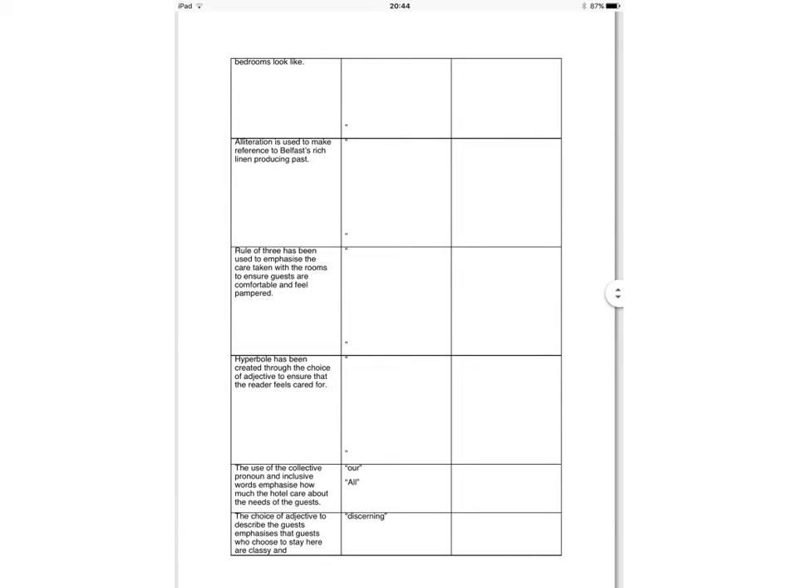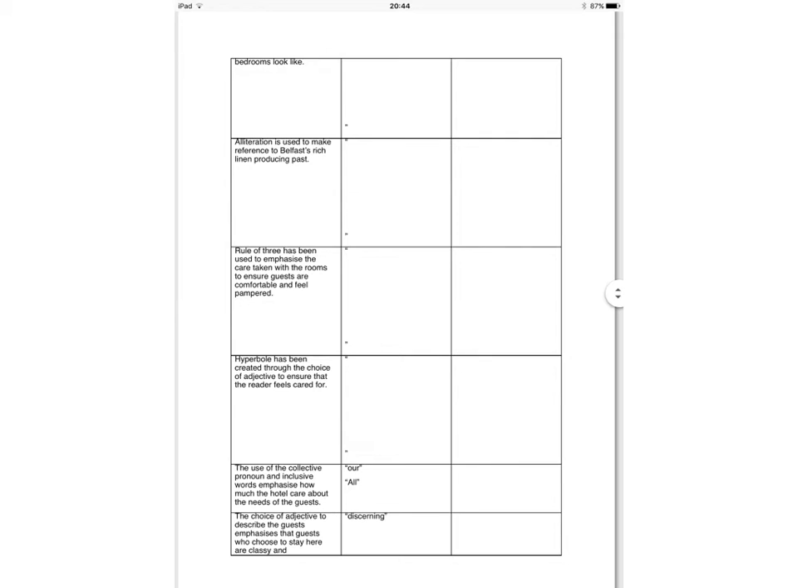Hyperbole has been created through the choice of adjective to ensure the reader feels cared for, and then think, once you've found that, what other impacts might it have? Then think about the use of the collective pronoun and that inclusive word. And here I've actually done it for you. So the collective pronoun "our", and then that inclusive word "all", when they're talking about the discerning guests, emphasising how much the hotel care about the needs of the guests.